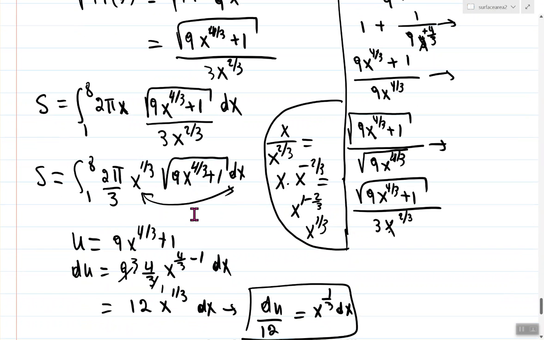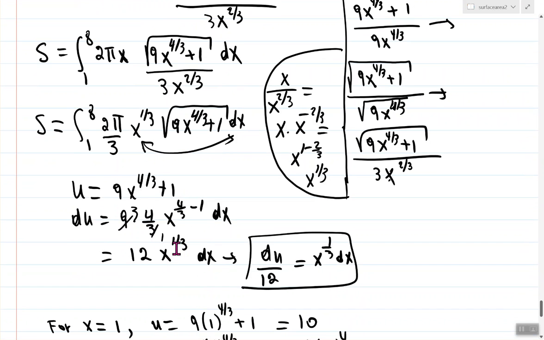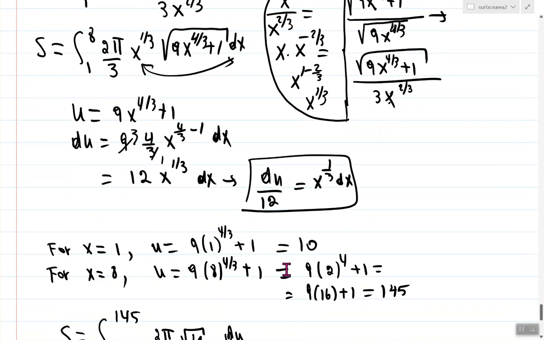And then again, this is a u substitution. When you let that be u, du gives us 12 times x to 1/3 dx. Divide both sides by 12, you get x raised to 1 over 3 dx. And again, you change the limits of integration from x to u. So when x is 1, u is 10. When x is 8, u is 145.